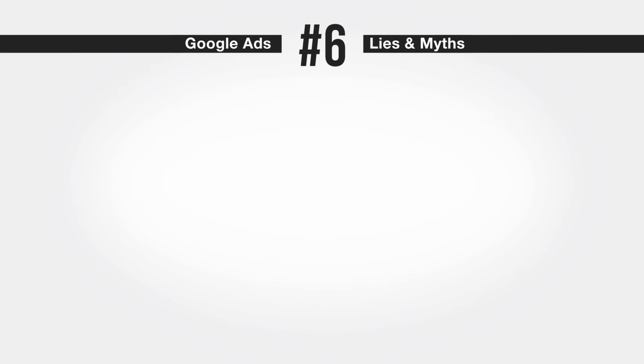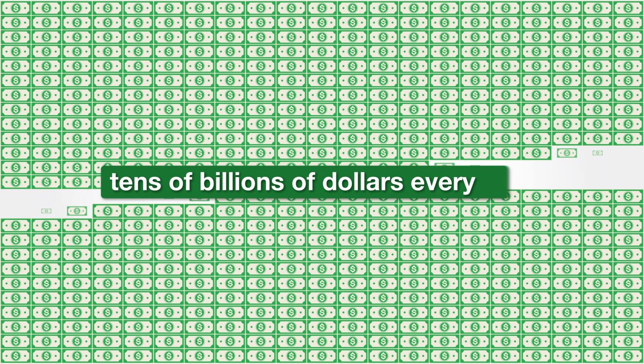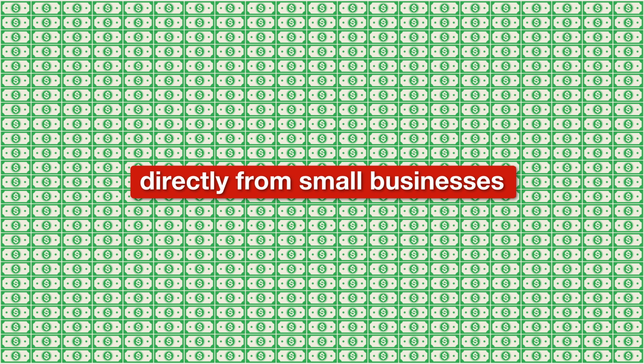Number 6, and this is a good one. Google hates small businesses. I've literally seen that as a comment on my videos multiple times, and it is absolutely not true. Google literally generates tens of billions of dollars every year directly from small businesses. Yes, they generate a lot of money from large businesses as well, but they by no means only want to work with them and want to turn their back on small businesses. That would be really harmful to Google as a company, and they do a lot of things that they can to try and help small businesses.